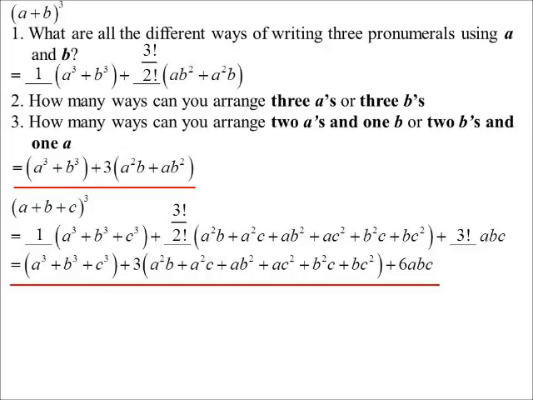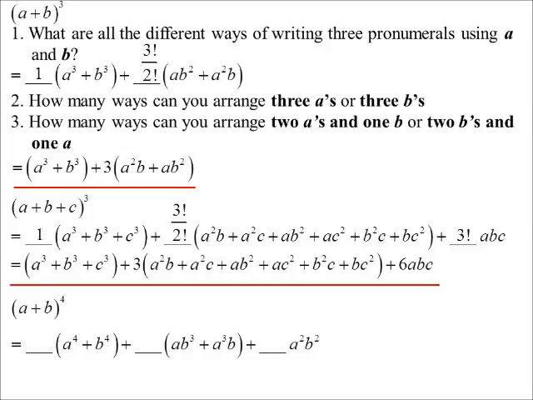Let's push this further. If I had A plus B to the power of 4, so now we've got A plus B times A plus B times A plus B times A plus B. What are all the possibilities? I could have picked 4 of the same letter. I could have picked 3 of the same letter and then 1 of the other one. I could pick 2 of one letter, 2 of another letter. How many ways can it happen?